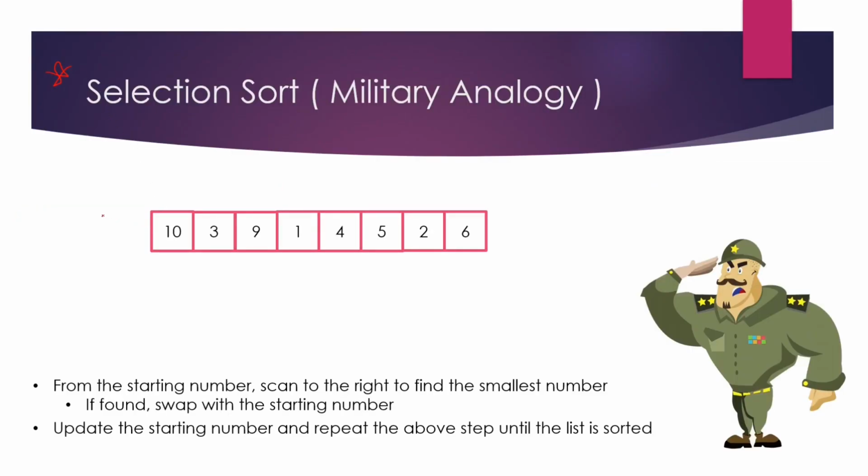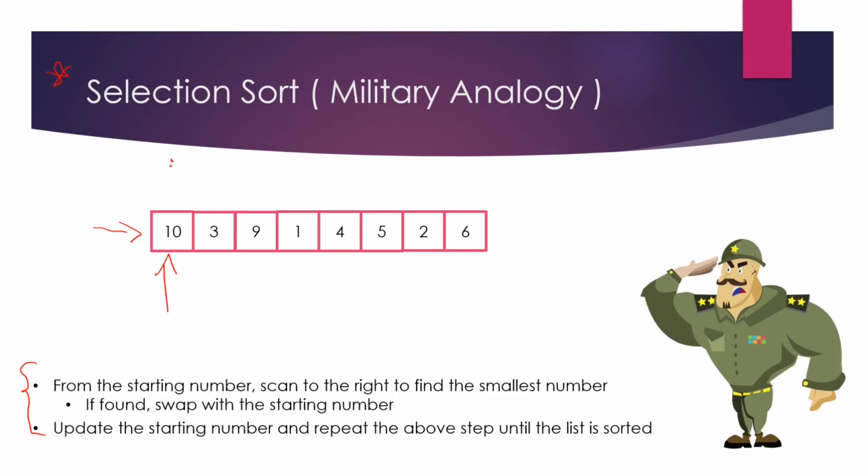And our goal is to sort this list into an increasing order. The algorithm of the selection sort is the following. At the beginning, you pick a starting number, and then you scan to the right of that number to find the smallest one. So let's say I pick the first slot. This is my starting number.